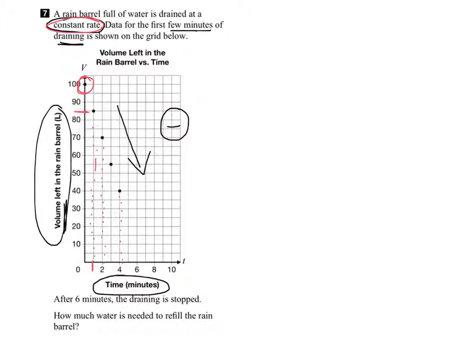So the question says, after 6 minutes, the draining stopped. How much water is needed to refill the rain barrel? We'll figure out how many liters of water are in the barrel after 6 minutes. Okay, so every time a minute passes, what does this decrease by? Every time a minute passes, what is it decreasing by? We're figuring out right now the rate of change.